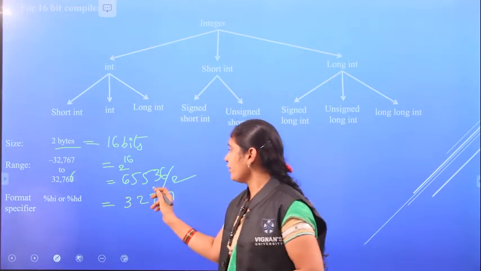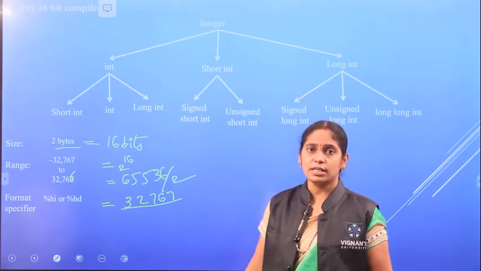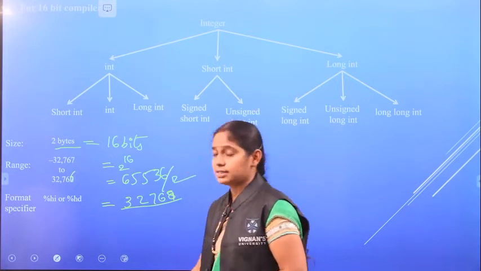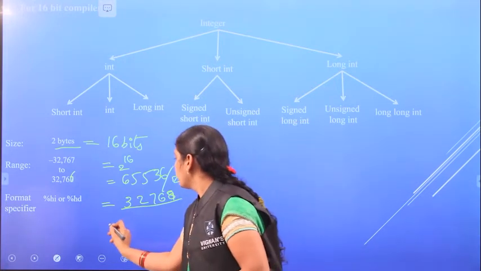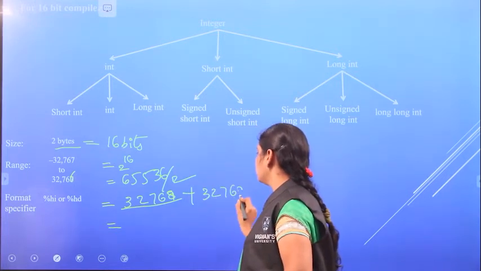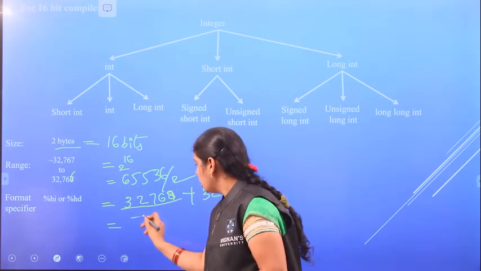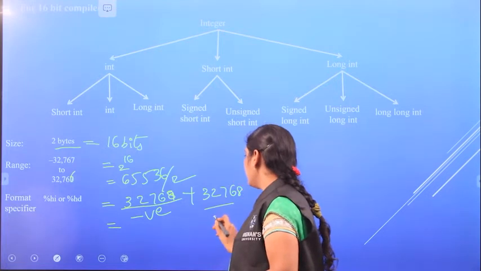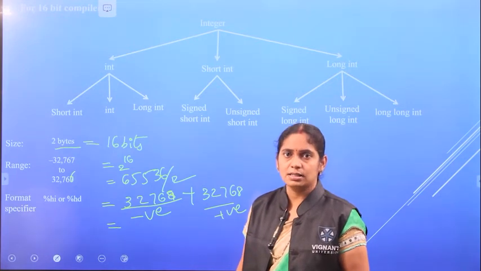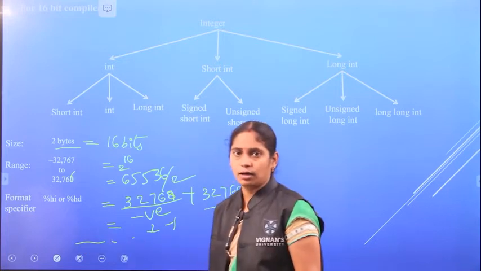So, 65,536 divided by 2, which equals 32,768. So, minus 32,768 plus 32,768. Now, this is for negative and this is for positive values. The negative values, from where do they start? -1. So -1, -2, -3 and so on, up to the last value.